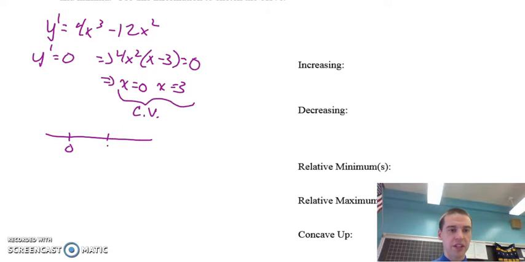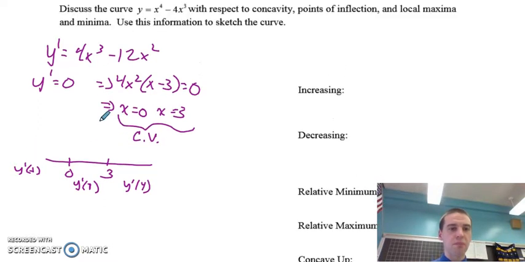0, 3. And so we're going to look at y prime of negative 1, y prime of 1, and y prime of 4. And so I'm going to go back to the factored version of the derivative. Negative 1. Negative 1 squared is a positive. Negative 1 minus 3 is a negative. So a positive and a negative, negative.